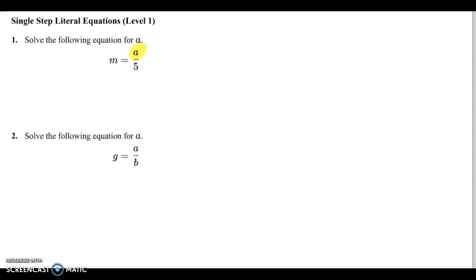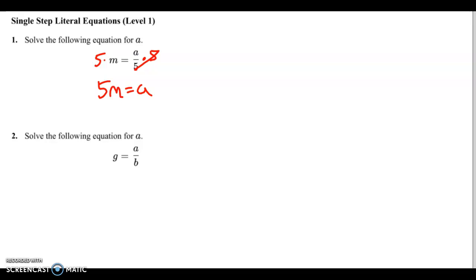So the a is being divided by 5. So we do the opposite, which is multiply by 5. Okay. And once we multiply by 5 on both sides, on the left side we have 5m. And on the right side, the two 5's cancel out and leave you with just a. So 5m is equal to a, and that's the solution. That's it. So you work it just like a regular equation.